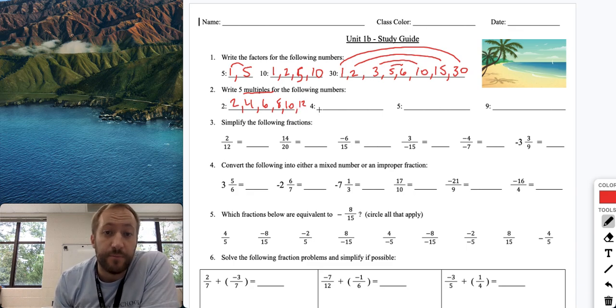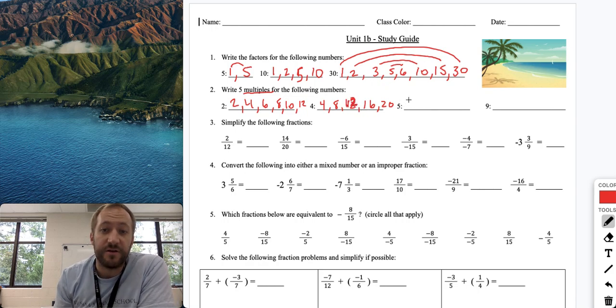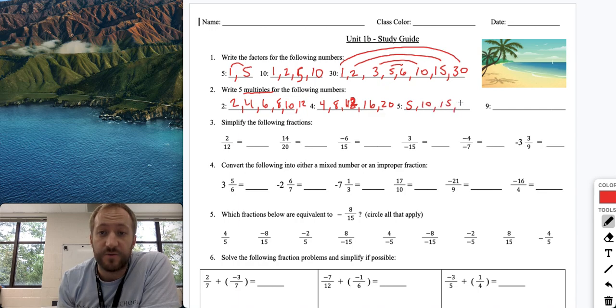Over here, multiples of 4. Again, multiples multiply. 4, 8, 12, 16, 20. Let me fix that 2 right there a little better. It's a 2, 12. That's all right. Looking over here, the multiples of 5. We got 5, 10, 15, 20, 25. Looking over here for 9, I got 9, 18, 27, 36, 45.